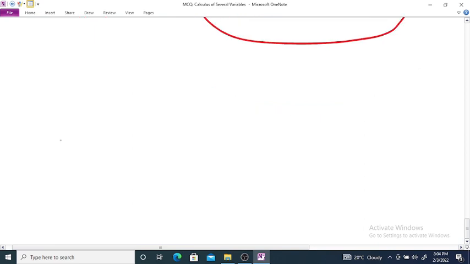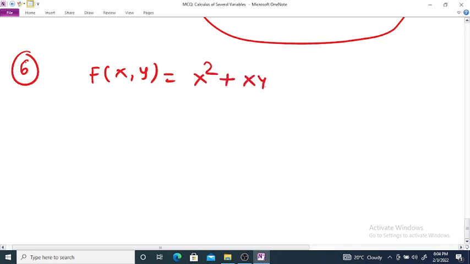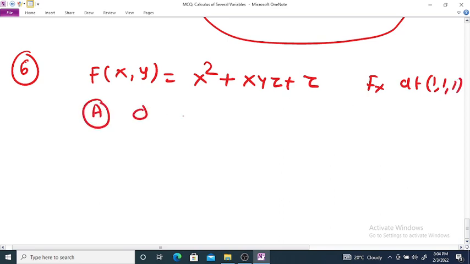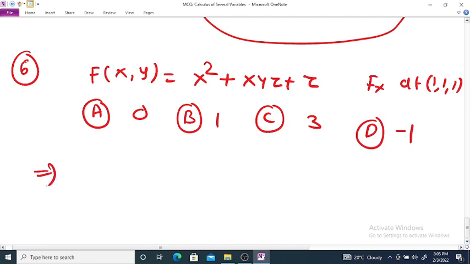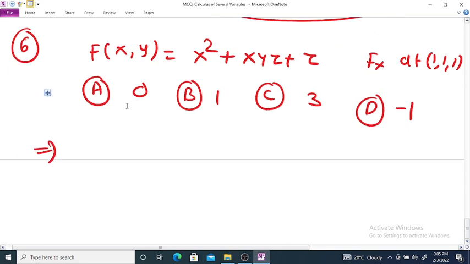Now the next, example number 6: if f(x,y,z) equals x square plus xyz plus z, then find the partial derivative f_x at (1,1,1). The options given are 0, 1, 3, and D is equal to -1. So here we want to determine the partial derivative of f with respect to x. Now when we take a partial derivative with respect to x, what does it mean?